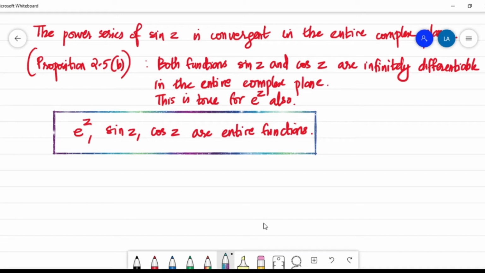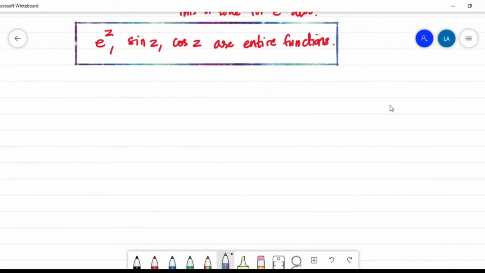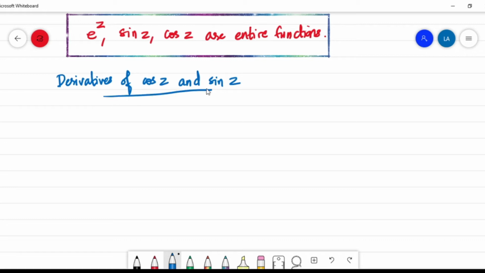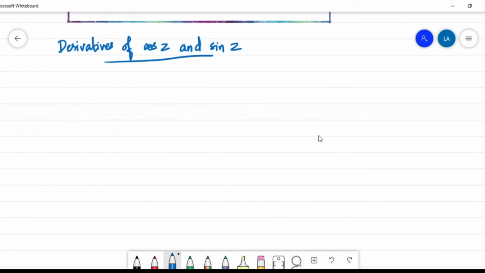the derivative of sine z and cos z. So, this is our next idea, derivatives of cos z and sine z. So, let us see how we can find it.